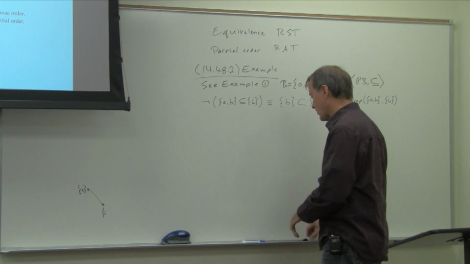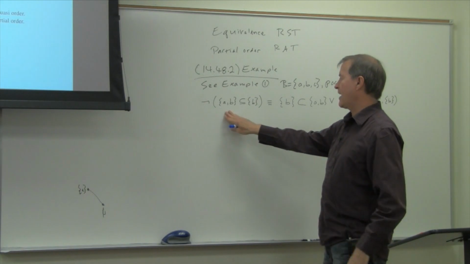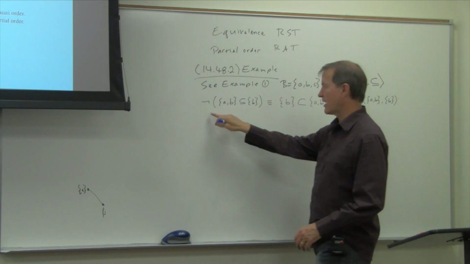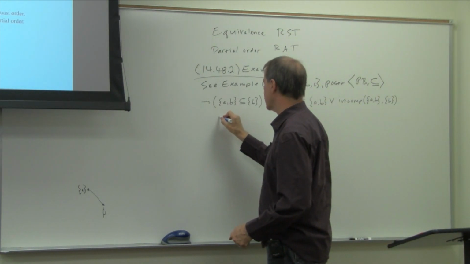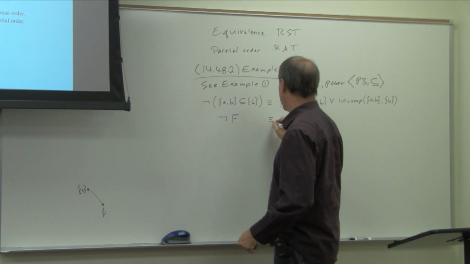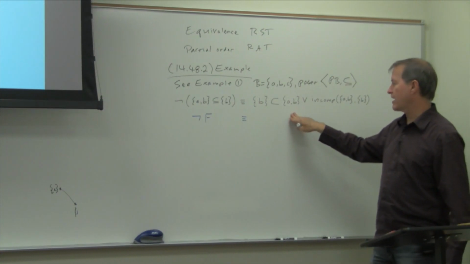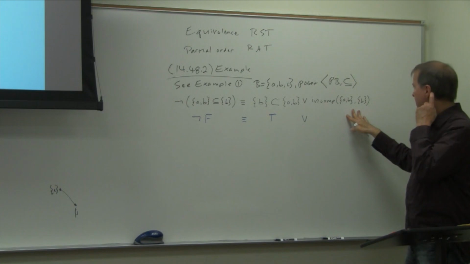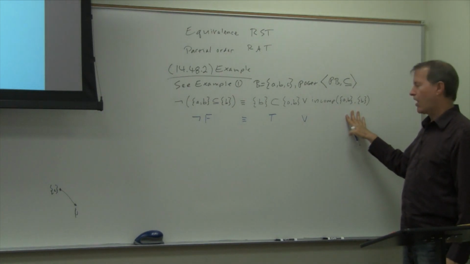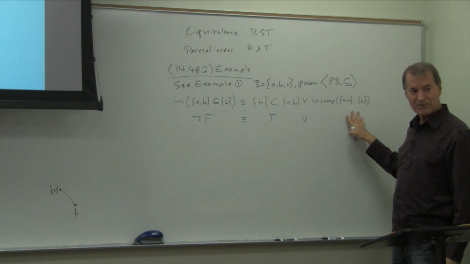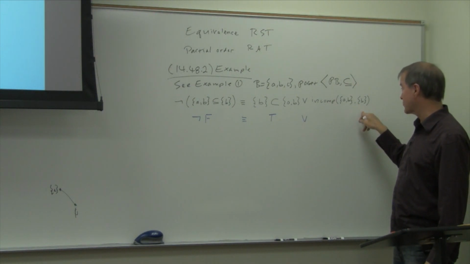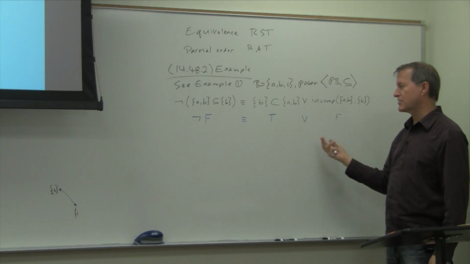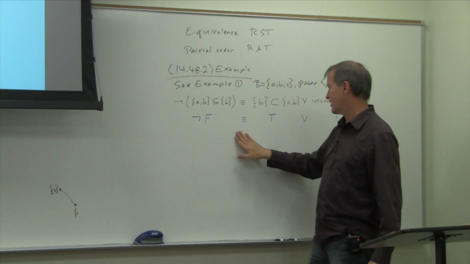Now I have a question for you. {a, b} is a subset of B, true or false? False. So on this side we have not false, equivalent to: now B is a proper subset of {a, b}, true. Or are {a, b} and B incomparable? No. That's right, they are comparable. In other words, we know that B is a subset of {a, b}, so this is false. Did this work? Yes, it did, because true is equivalent to true.